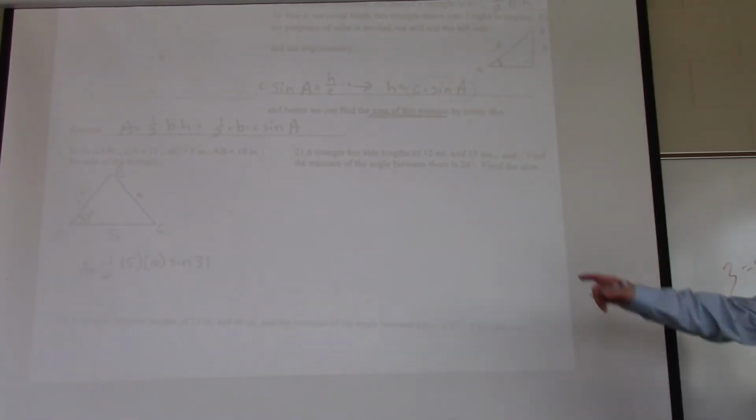So times, I'm going to put it in parentheses, 5 times 10 times sine of 31. And you can literally plug it in that easy into your calculator. Matter of fact, let's make this easy. What's 5 times 10? 50. What's half of that? 25. So you could just plug in 25 sine 31 and you're done. That's it. That's the answer.